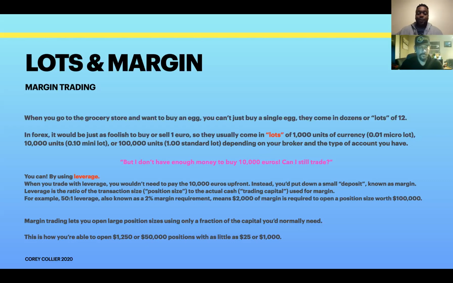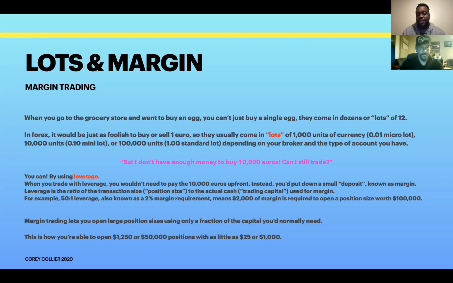All right, so let me break it down. The lot size controls how many units of a currency you're moving. The leverage is so that you don't have to pay the full amount of those units up front. The margin is the deposit you put down to place the trade. So hopefully that clears it up for you guys a little bit better, right?